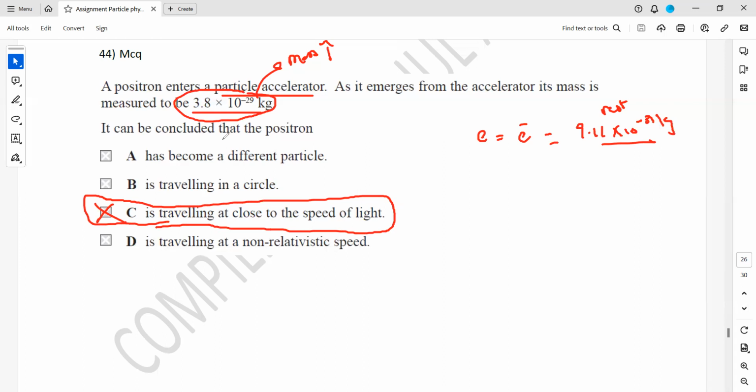So rest mass means the particle mass when it is moving at a low speed or when it is at rest. And relativistic mass means when particles travel close to the speed of light, for any particle, even a proton, neutron or electron, the mass does not remain constant, it increases.